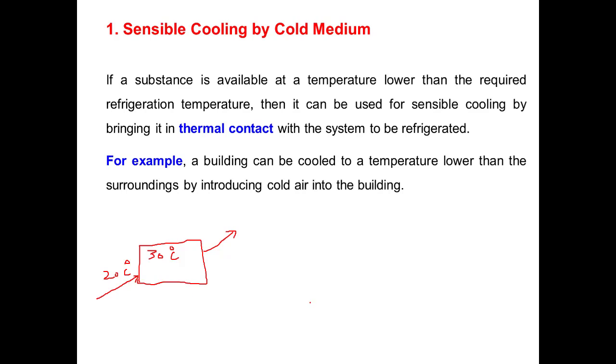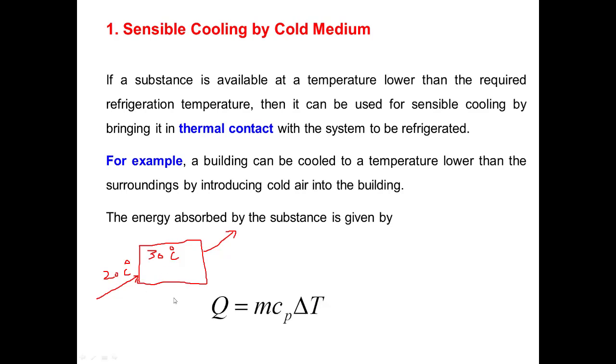And how can we calculate that heat extraction capacity? That heat extraction capacity can be converted into tons of refrigeration. We can calculate it with the help of this formula: the heat absorbed from the room is equal to m Cp delta T, where delta T is the difference of temperature between inlet and outlet, m is the mass flow rate of the air, and Cp is the specific heat of the air.